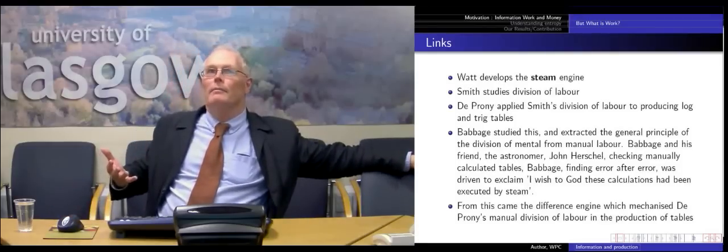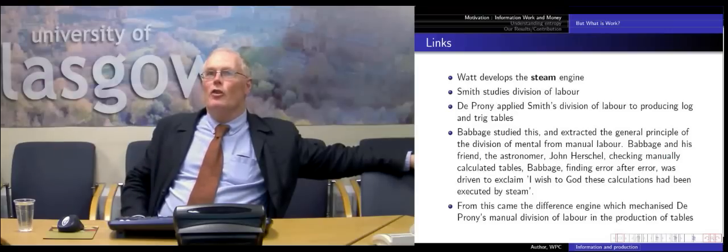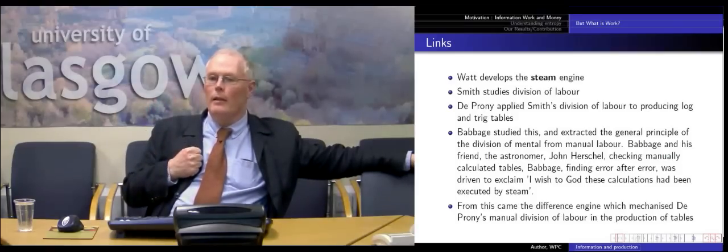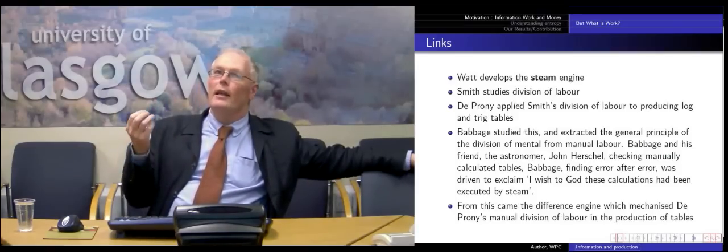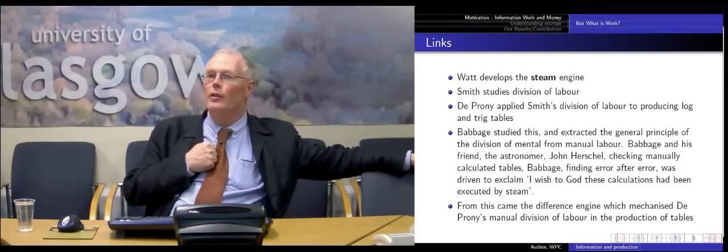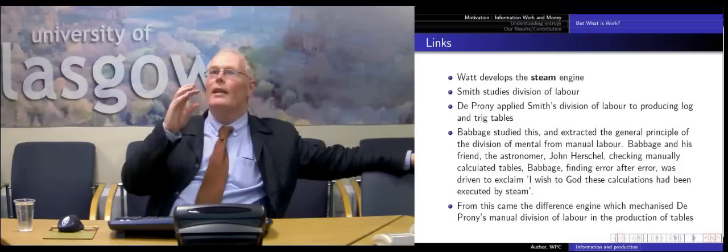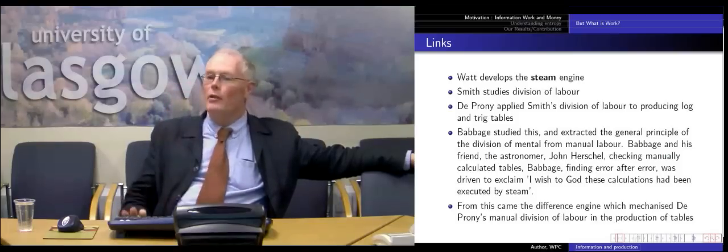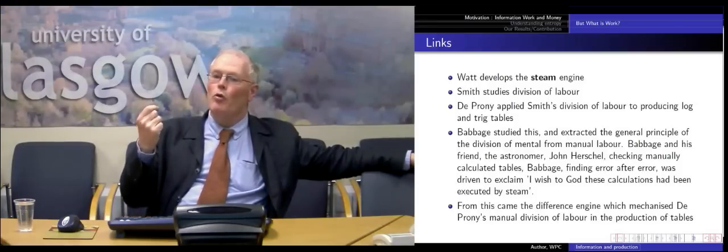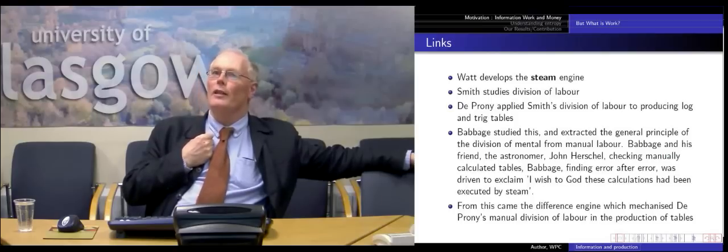Now, what are the links here? We have Watt developing his steam engine. We have Smith studying the division of labour. We then get it applied to a new area, the area of mathematics, because in France, de Prony is set by the French Revolution to construct a sophisticated and high-quality set of mathematical and logarithmic tables. And he applies the division of labour to do that, including a small number of skilled mathematicians who set out the mathematical plan and a large number of people who could only do addition, who did most of the work.